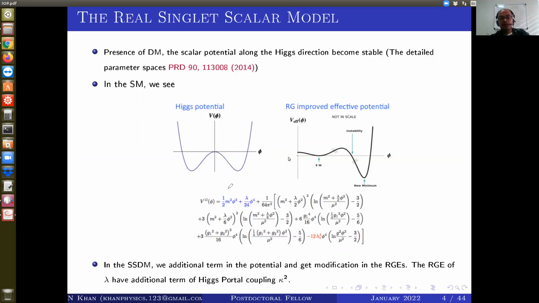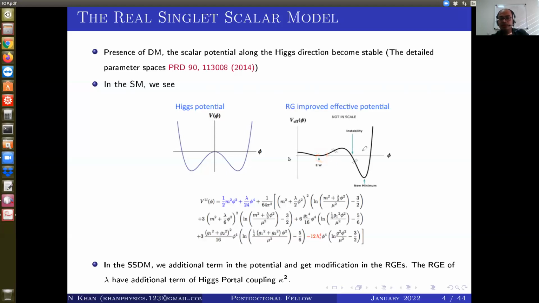But if you include the RG analysis, the RG equation and the loop equation, then you can see that there is one minima at the electroweak scale, and at a very high scale there is another minima. Depending on the depth of this new minima, it can be stable, metastable, or unstable. If the transition probability from this minima to that minima is greater than 1, then it is unstable. If the probability lies between 0 and 1, then it is metastable. And if the probability is less than 0, then it is stable. In other words, if the transition lifetime is infinity, then it is absolutely stable.